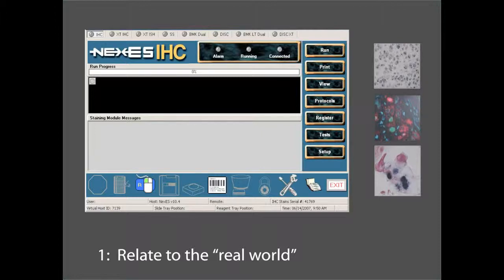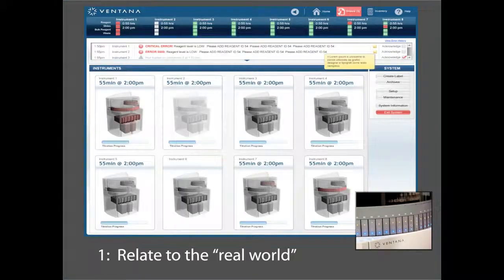Now, when we redesigned it, we took a different approach. We had the software look very similar to the instrument. So a person who knows the instrument very well, which are the only people that would be interacting with the software, when they stepped up to the software, they knew a lot about this software before they ever even touched it.